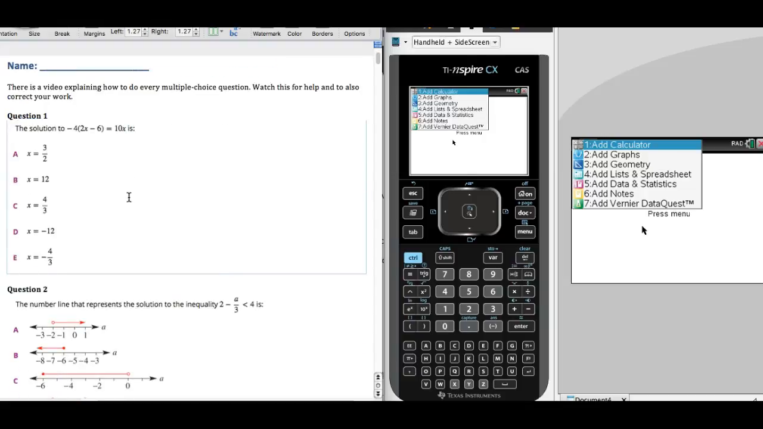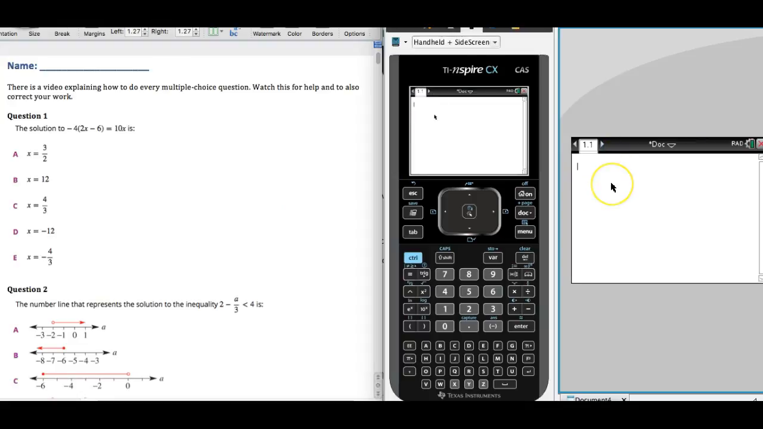Question 1: the solution to -4 times (2x - 6) = 10x is... Remember, solve is your friend. Type in that equation exactly how you see it. Everything is good. Oops, I've got to put the x on the end. Make sure you check, and it's 4/3. The good thing about multiple choice tests is if you made an error and your answer isn't among the options, you would go back and do it again. So the answer for that one is C.